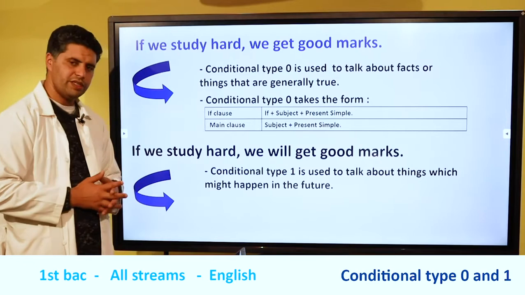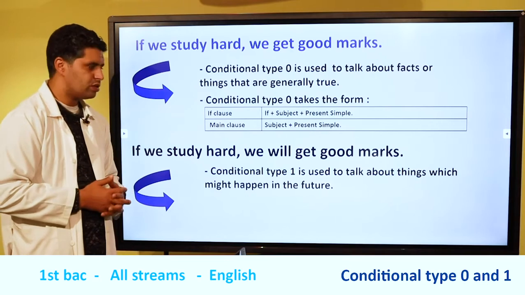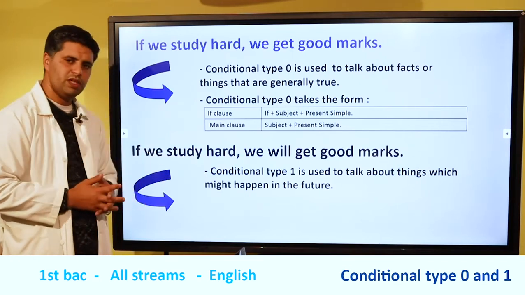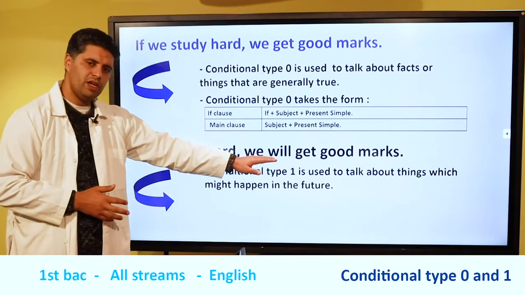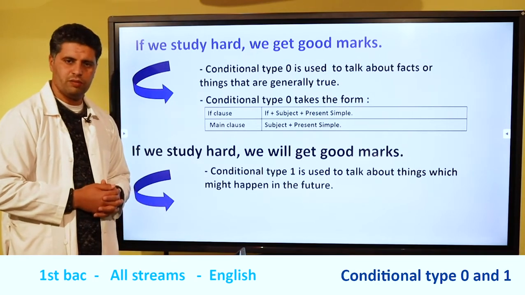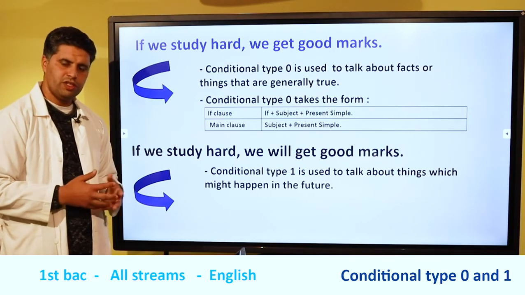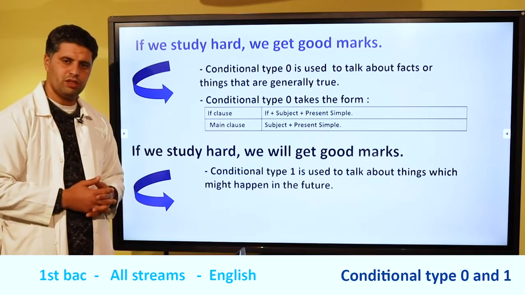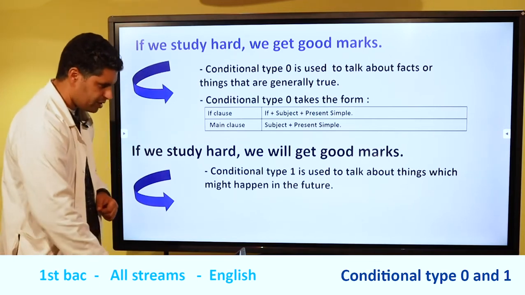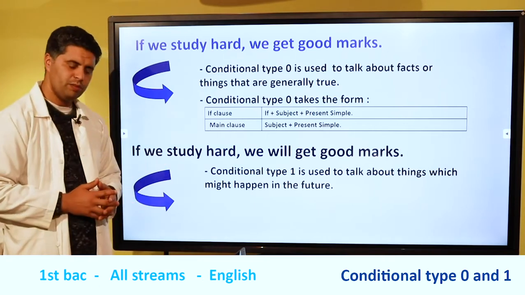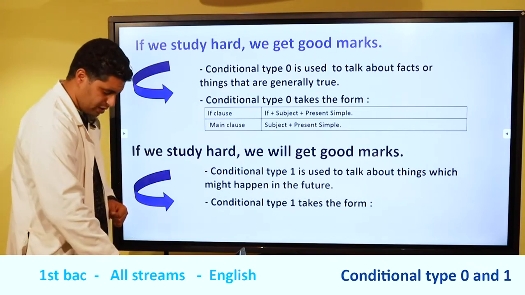Okay, so for example, in this statement, we have, if we study hard, we will get good marks. So here, this person who is speaking is not sure about the result of studying hard. That's why he has used the future simple. Okay, so when you use the future simple, or when you talk about something in the future, you just predict or anticipate, so you cannot know what will happen in the future. Okay, great. So this is the use of the conditional type 1.